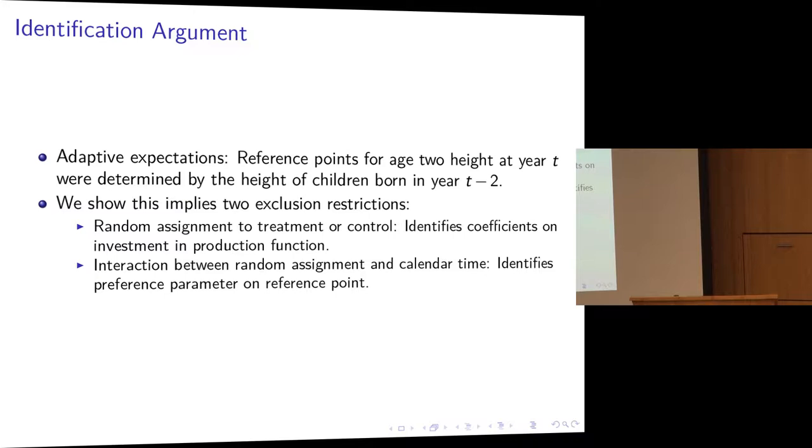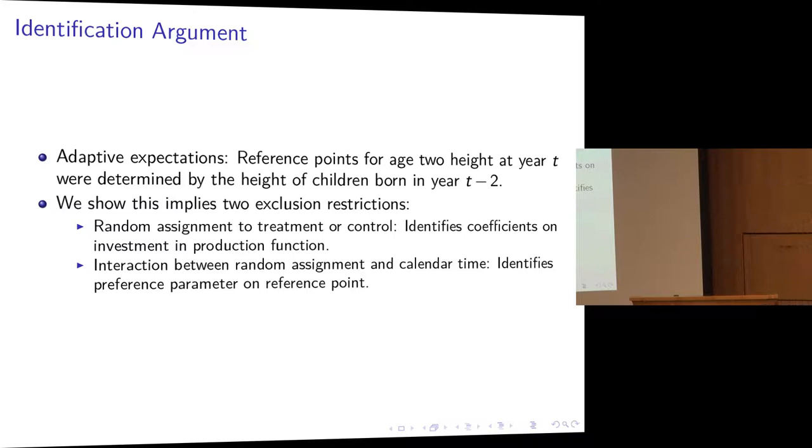And it could be natural to do this in certain contexts, especially if it's a non-stationary context. But if I allow for this, then I can't identify the importance of reference points. So the important assumption here truly is adaptive expectations. If you don't like this, then you have to collect data on prior beliefs that they have about children: at the moment that children are born, what you think the height is going to be at age two.